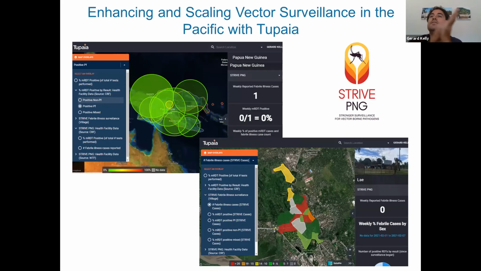And so this is an example of some of the dashboards that we have already developed in Tupaia for Strive. So at the top left, we're looking at positive Plasmodium falciparum and malaria by health facility. And down in the bottom right, we're looking at febrile illnesses. So we can see the number of people presenting with cases at a sub-village level, which is also really cool to get to that high level of resolution.